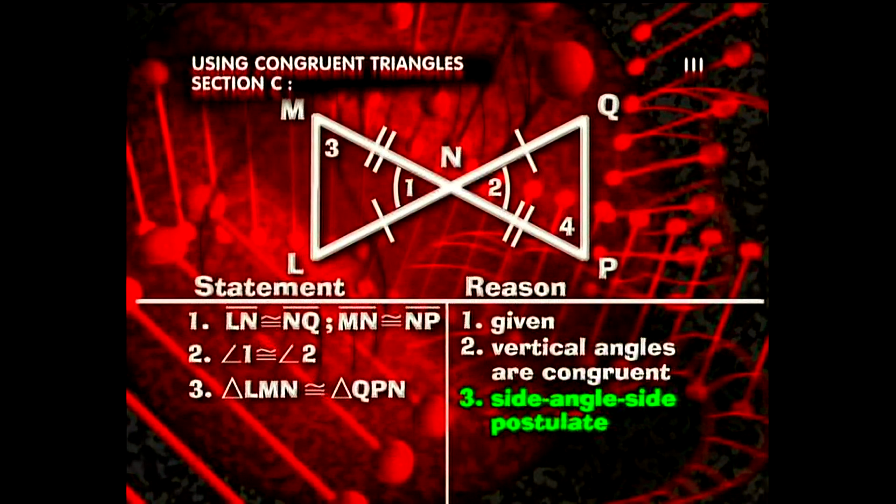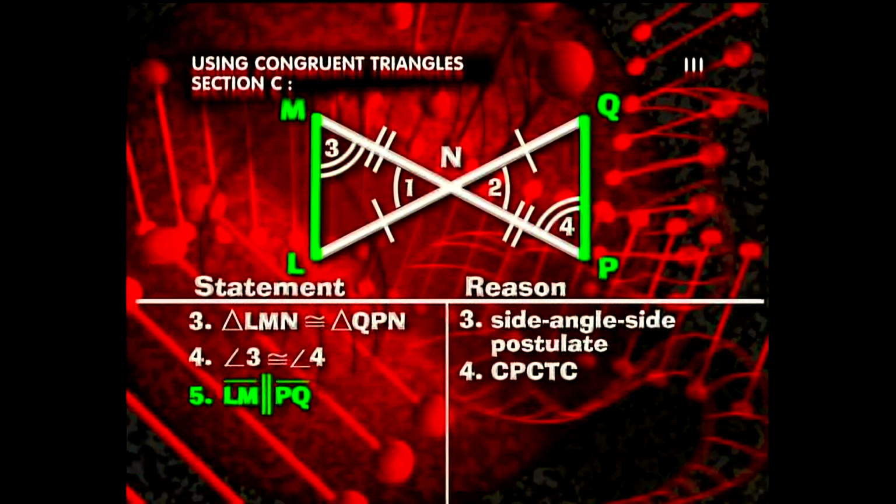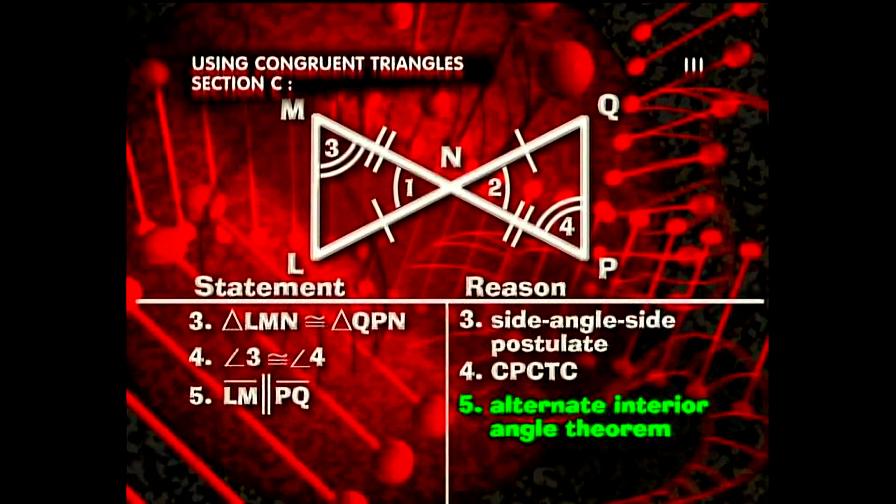We've got congruent triangles. Because we have congruent triangles, we know angle 3 is congruent to angle 4 because of our good friend CP-CTC. Finally, because angle 3 and angle 4 are alternate interior angles, we can state that LM is parallel to PQ. The reason is the alternate interior angles theorem, and we've proven our point.